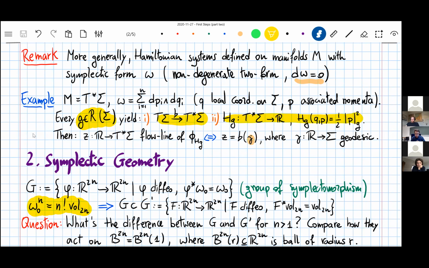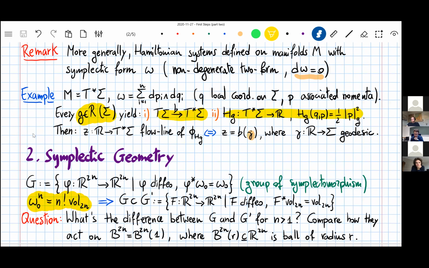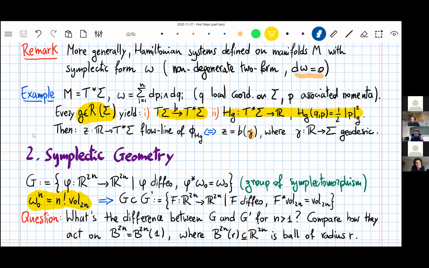And the basic question in symplectic geometry is to understand the difference between these two groups. When n is bigger than 1, these two groups are different. And we want to understand how different they are in some sense. And recalling what we were saying before, about how we can see this group acting on the space, you can see the difference by comparing how these groups actually act on simple subsets. And here one can start looking at the ball.